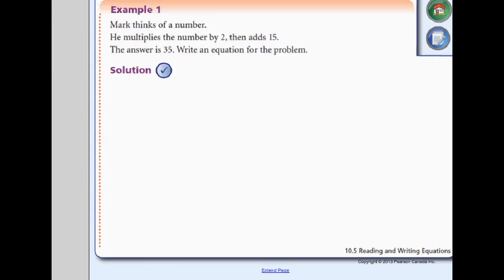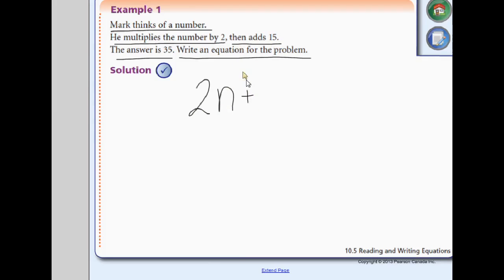Let's go to the next page. And another example here. Mark thinks of a number. He multiplies the number by 2, then adds 15. The answer is 35. Write an equation for the problem. So let's start up here. Mark thinks of a number, n. He multiplies the number by 2. Well, do we write n times 2? No, we write 2n. 2n means 2 times a number. Then he adds 15. So then plus 15.